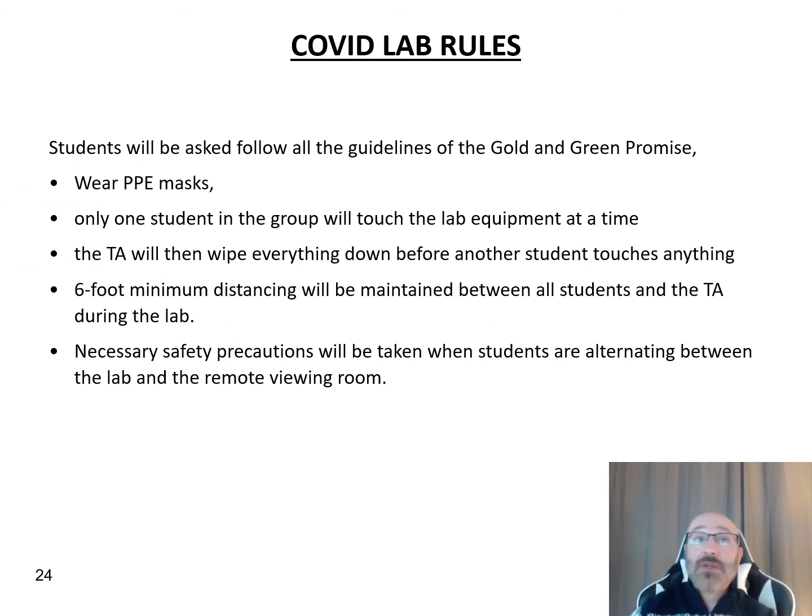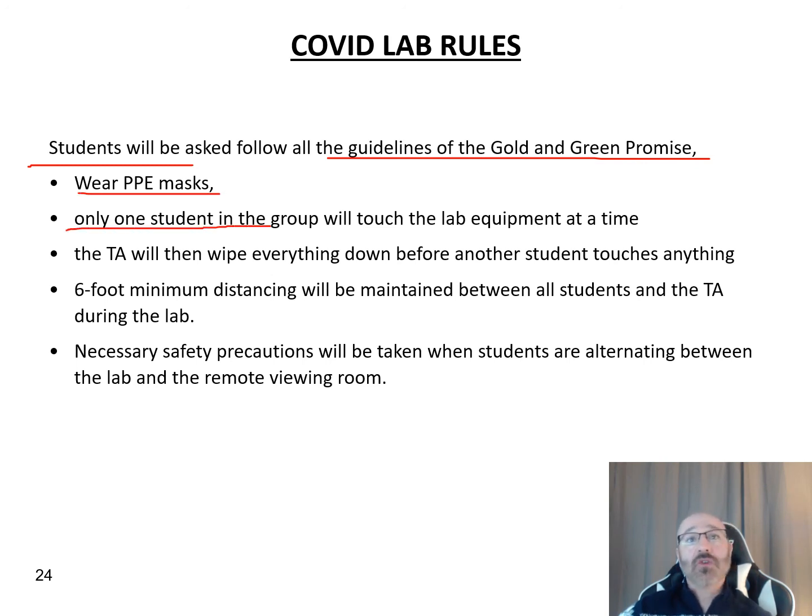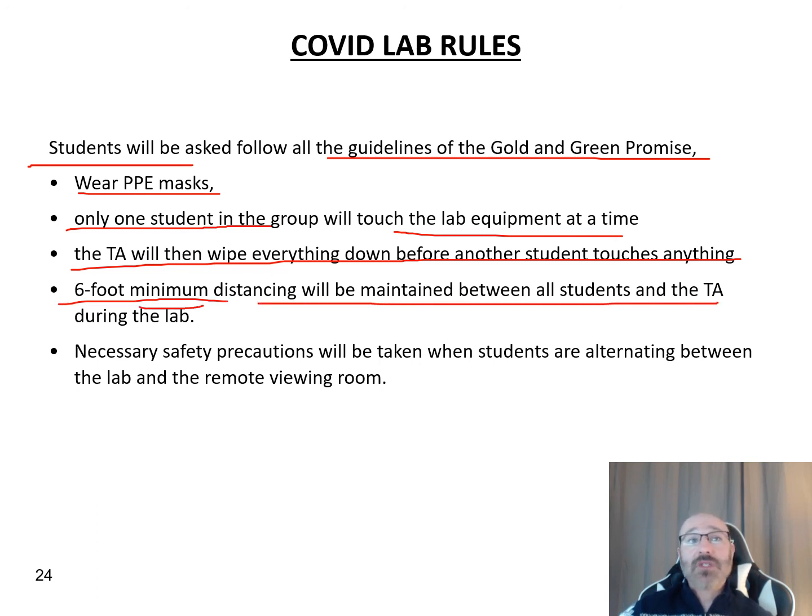Now what we have to get into here is COVID rules for the lab. All the students in the lab, please follow the guidelines specified in the Golden Green Promise. Wear your PPE masks at all times. Only one student in the group can touch the equipment at a time. The TA will then wipe everything down before another student can touch anything. You're asked to maintain a minimum 6 foot distance between all the students and the TA while you're in the lab.